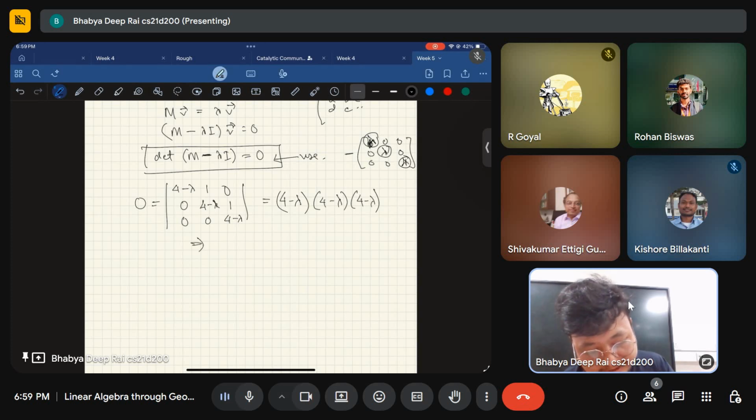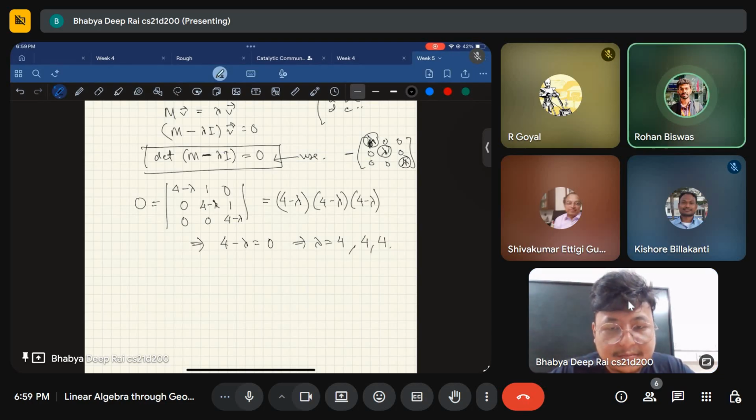So what does it mean? It means that 4 minus lambda is equal to 0, which means that lambda equals 4. But there are 3 repeated roots. Okay, so lambda is 4, 4, 4. Good. So doing a row operation won't help, I guess, because lambda is there, no?